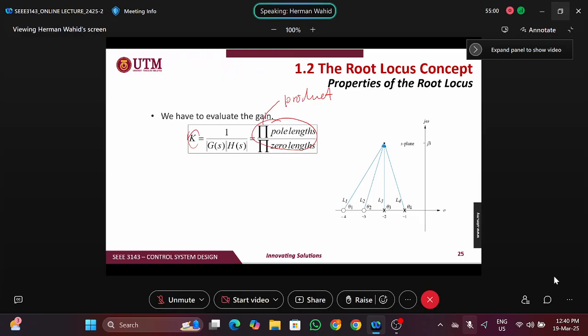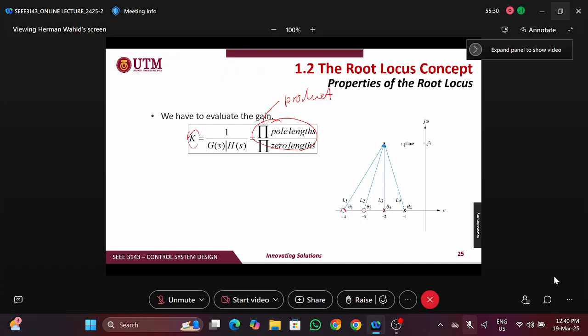So where is the pole length? The pole length is the length from the testing pole here to all those poles, the original poles from the transfer function, which are this point and this point. The zero length is the length between the testing point and the zero from the transfer function.